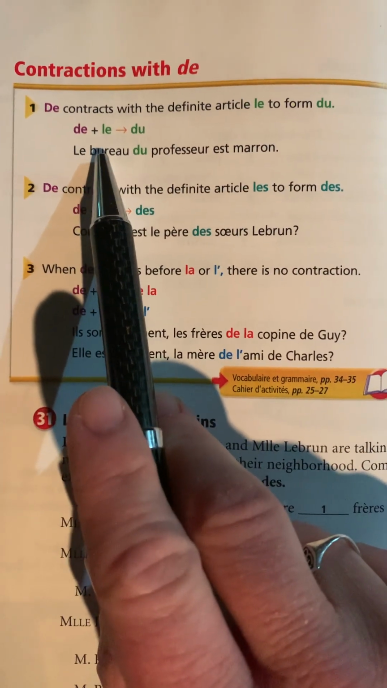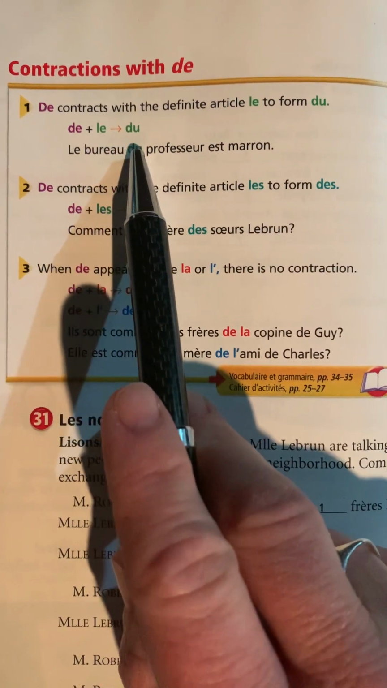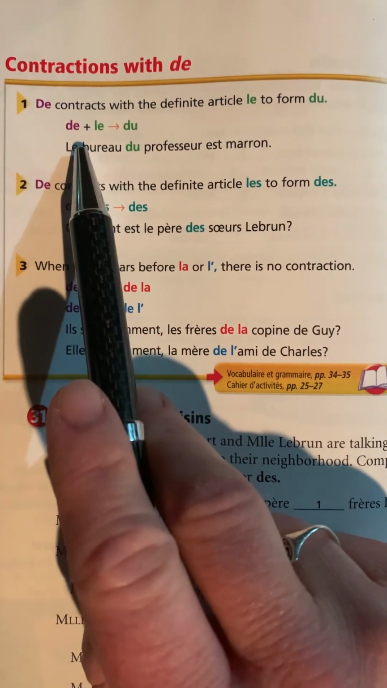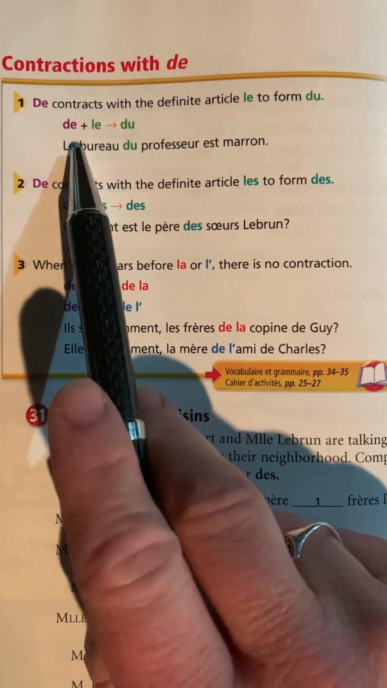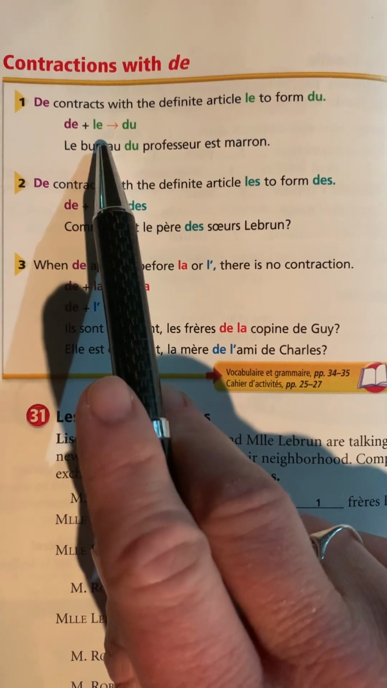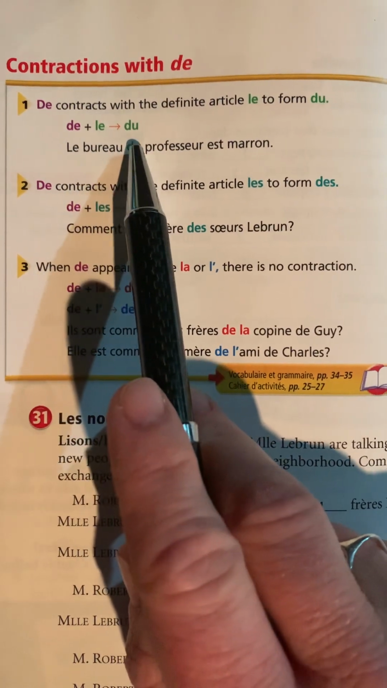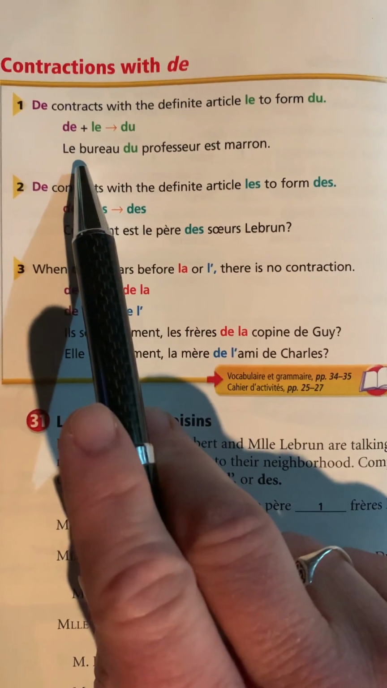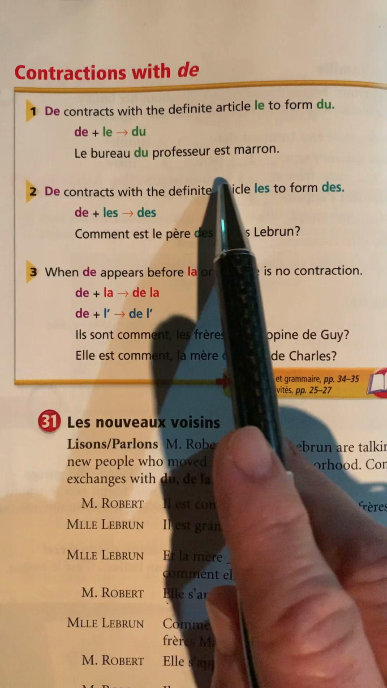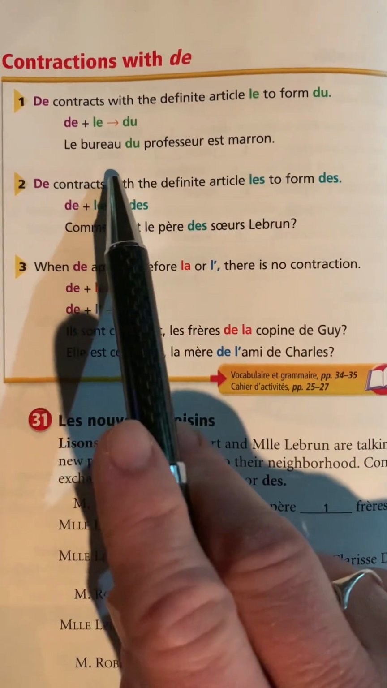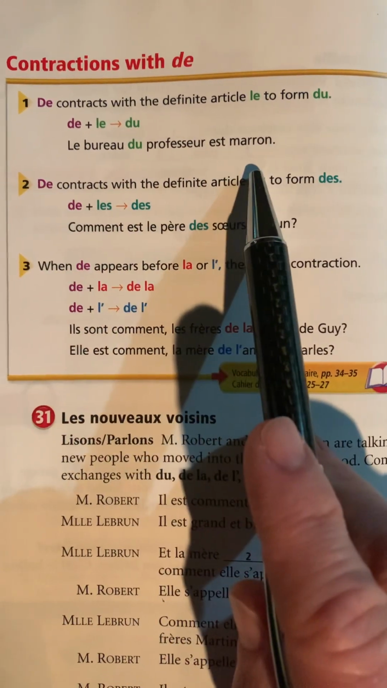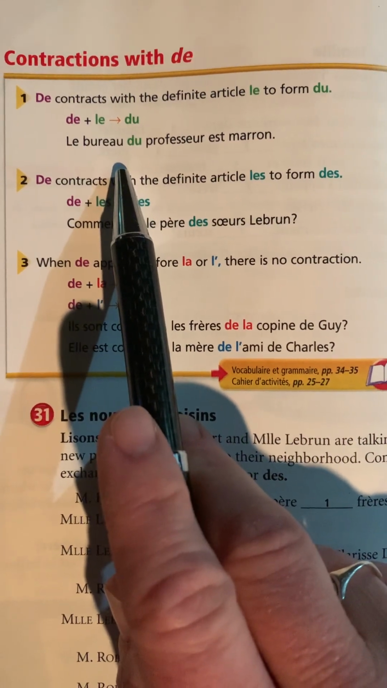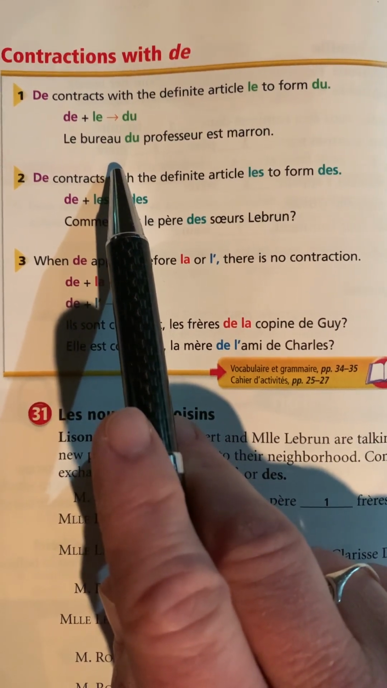De plus le equals du. So if you have of or from, plus the article le, it's going to turn into du. So for example, le bureau du professeur est marron. The office of the professor is brown. Or not, it's not necessarily office, it's probably the desk actually. Sorry, the desk of the professor is brown.